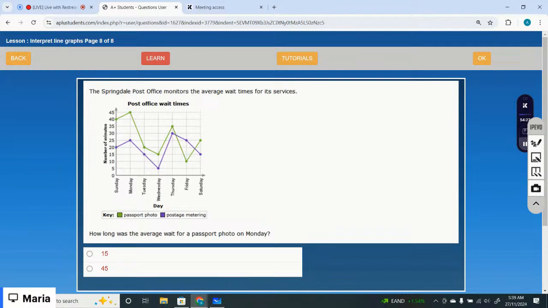The Springdale Post Office monitors the average wait times for its services. How long was the average wait for a passport photo on Monday? The passport photo is the green line, and on Monday that is 45 minutes. The correct option is option number 2.